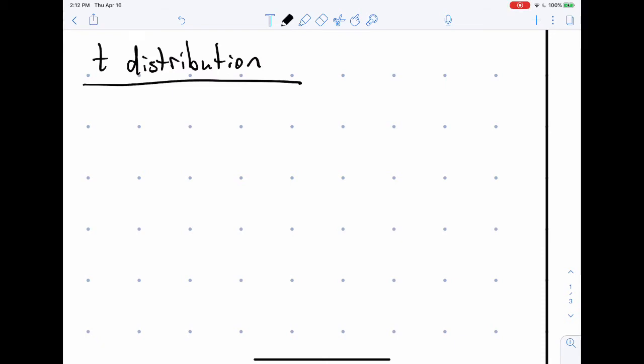In a previous video, I talked about what we can do with small sample sizes if we're trying to find a confidence interval for the mean. So the t-distribution, which I'll introduce in this video, is a tool for getting confidence intervals around the mean if we have small sample size.